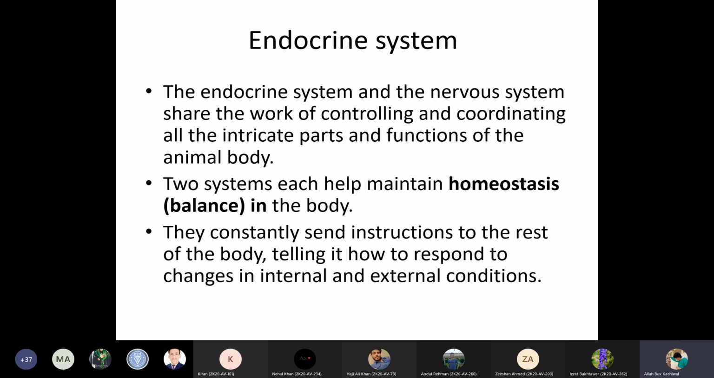So these two systems, the nervous system and the endocrine system, are maintaining the balance of the body, and they are performing the role of a doctor in the body. These are the internal doctors which always repair the body conditions. They constantly send instructions to the rest of the body. ये दोनों सिस्टम जो है एंडोक्राइन सिस्टम एंड नर्वस सिस्टम, मैसेज भेजते हैं continuously to the body, telling it how to respond to changes in the internal and external conditions. So mostly the external conditions affect the internal condition of the body.